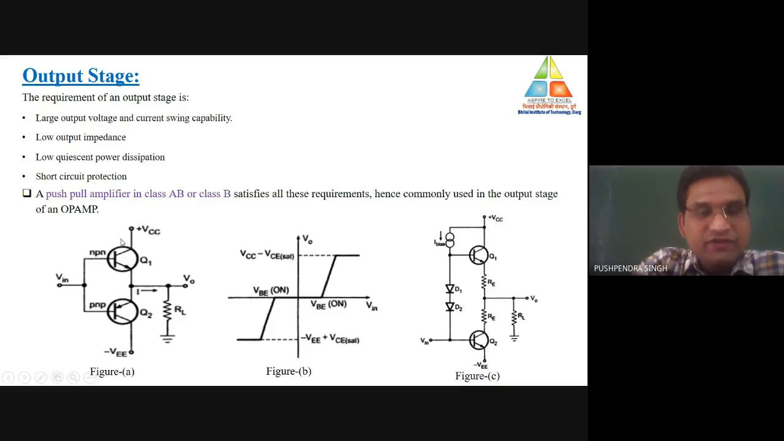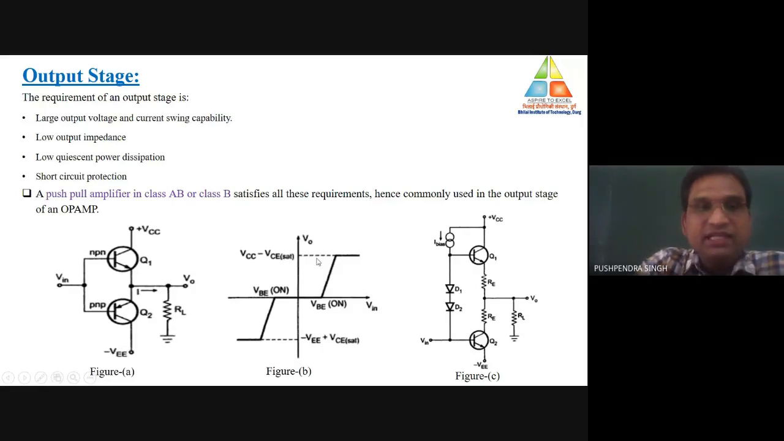But what is the problem with the class B amplifier? As these are transistors, they require some voltage for getting into the saturation condition or for proper operation. That voltage is nothing but 0.7 volt. So whenever the input voltage is not more than 0.7 volt, up to that time, what is the value of output? Output is equal to 0. Similarly, in the negative direction also, when the input voltage is not beyond minus 0.7 volt, the value of output voltage is 0. That is called crossover distortion. So basically, these circuits suffer from crossover distortion.